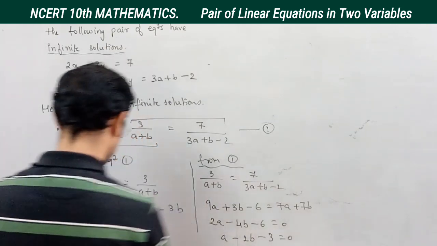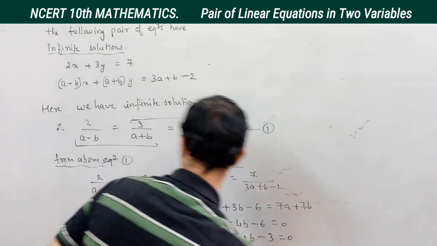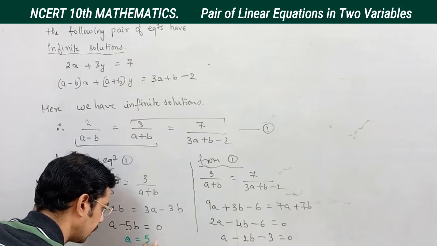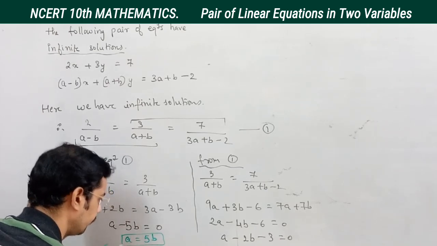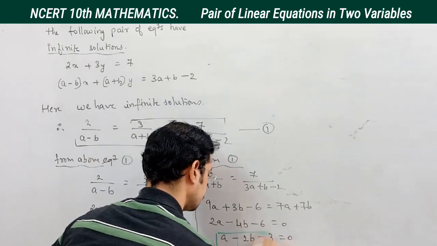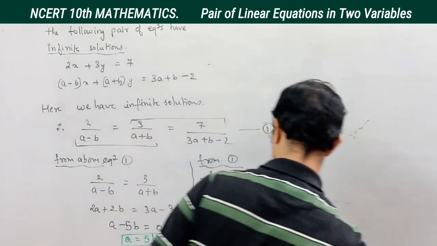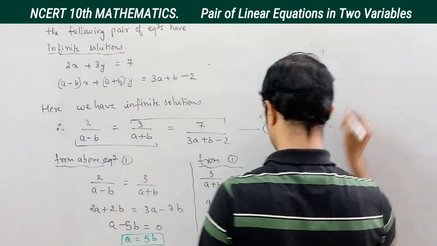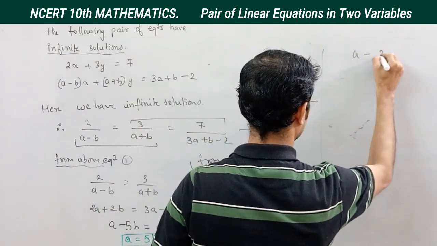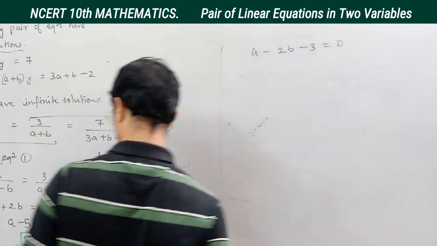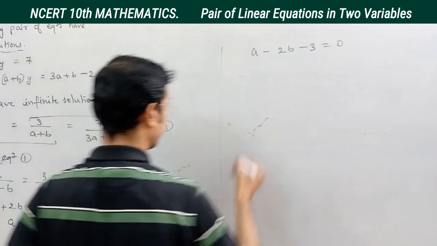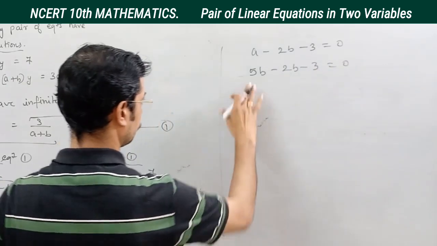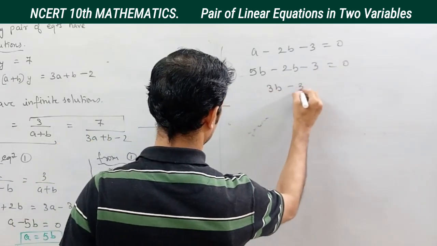Okay, so from this expression I can have a equal to 5b. Using these two equations I will substitute a equal to 5b here. This is a minus 2b minus 3 equal to 0. We will solve these two equations. So a equal to 5b, so we will put 5b minus 2b minus 3, and that is equal to 0. So 5b minus 2b is equal to 3b minus 3 equal to 0.